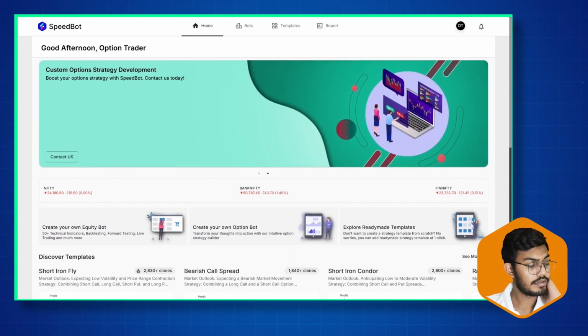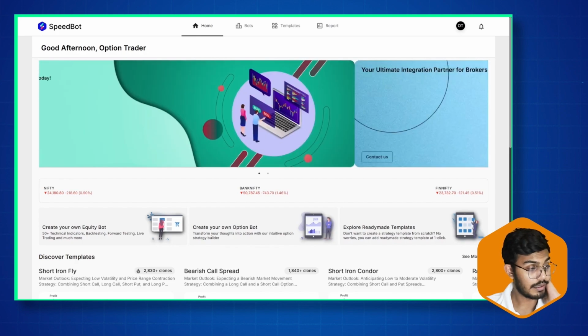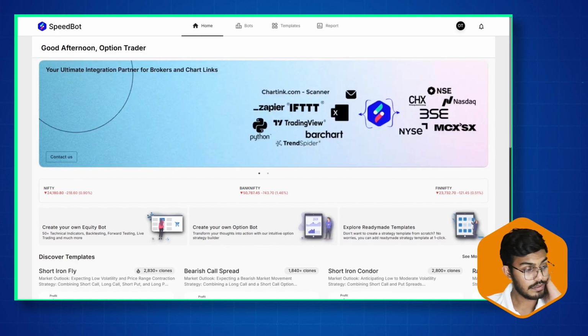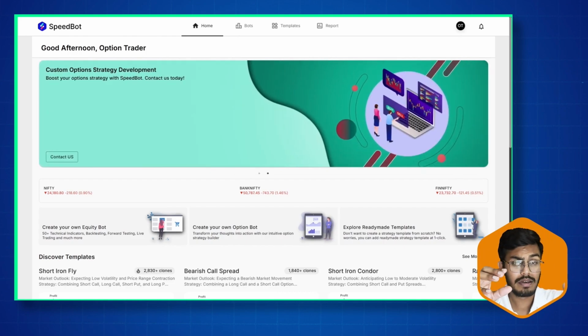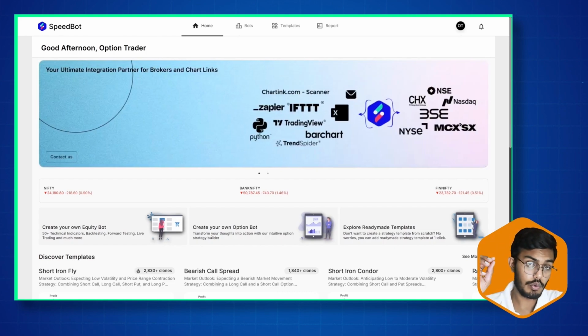Are there any limitations on the number of deployments I can do simultaneously on SpeedBot? This is a pretty good question asked by Nikunj. So Nikunj, to answer your question, SpeedBot does not have any limit on the number of deployments that you would like to do simultaneously.